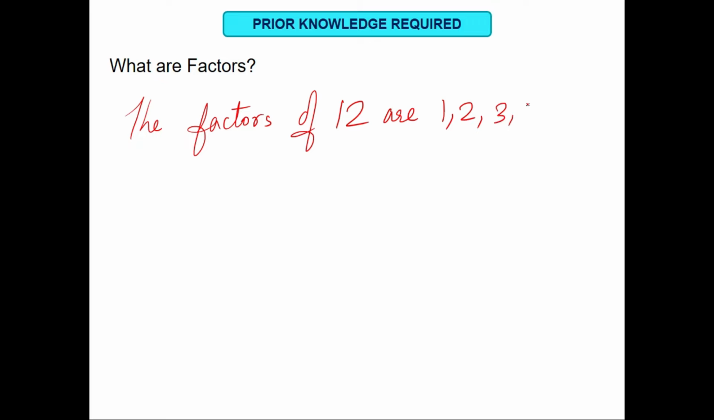A factor is a number that divides another number, leaving the remainder 0. For example, the factors of 12 are 1, 2, 3, 4, 6 and definitely 12, the number itself. So these are the factors of 12. You can see that when you divide 12 by any of these numbers, the remainder becomes 0. So that is a factor.